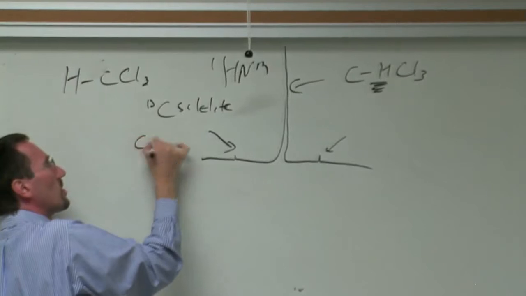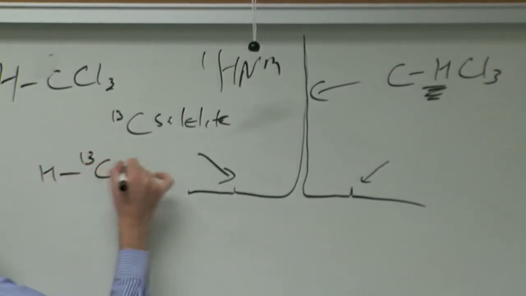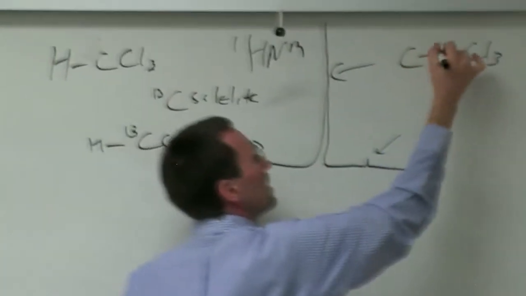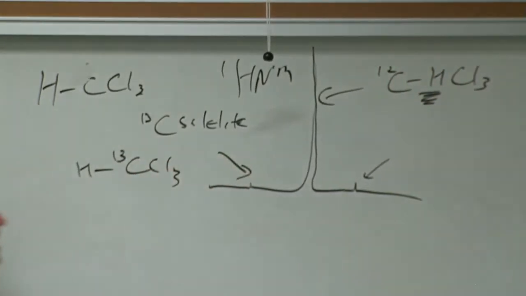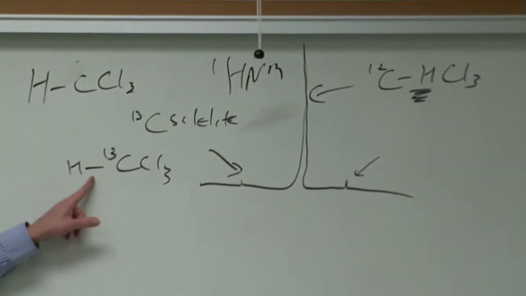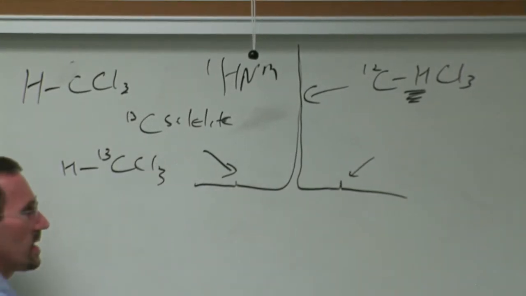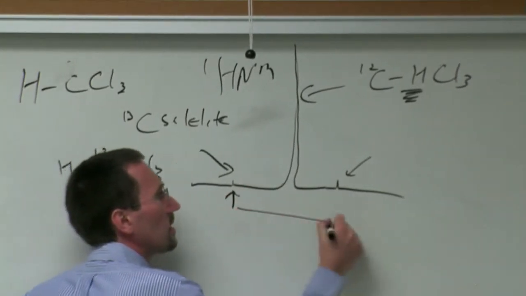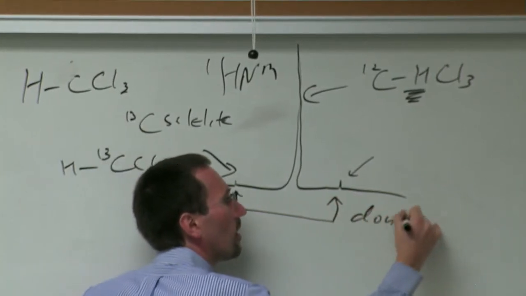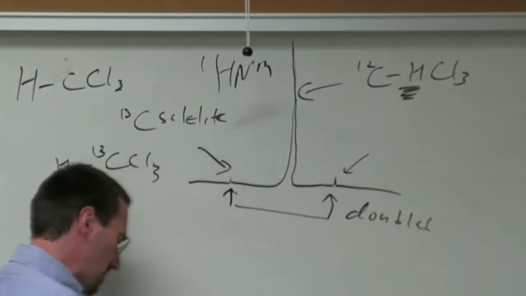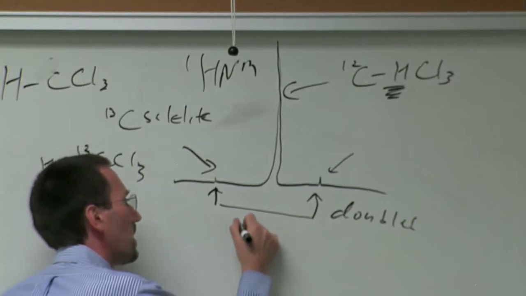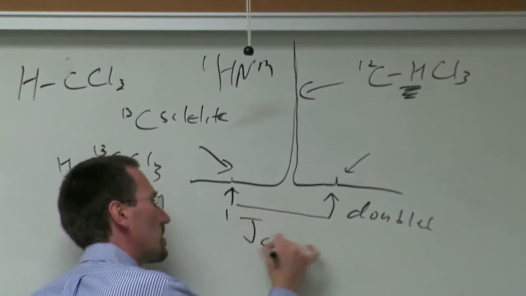And those correspond, so this is your C12 peak, and those correspond to the J coupling to the C13. In other words, what you're seeing here is a doublet, and the separation of those two lines is 209 Hertz.